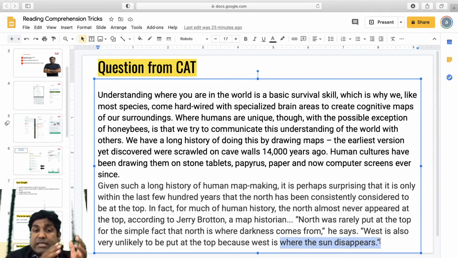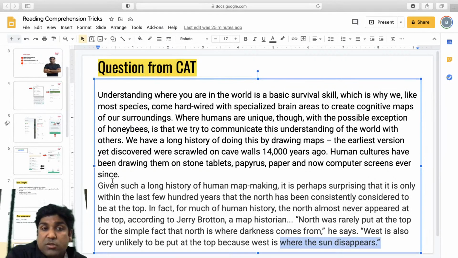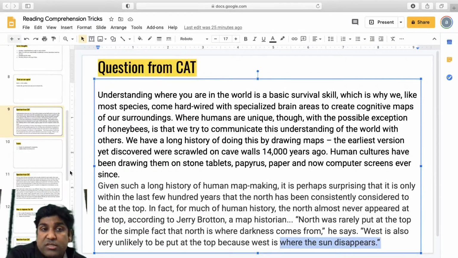They're saying that North was not at the top, and what reasons are they giving? The reasons they're giving are beliefs and superstitions which people had, and they were responsible for this. Can we try and talk about the purpose of these two paragraphs? Just the purpose of these two paragraphs.